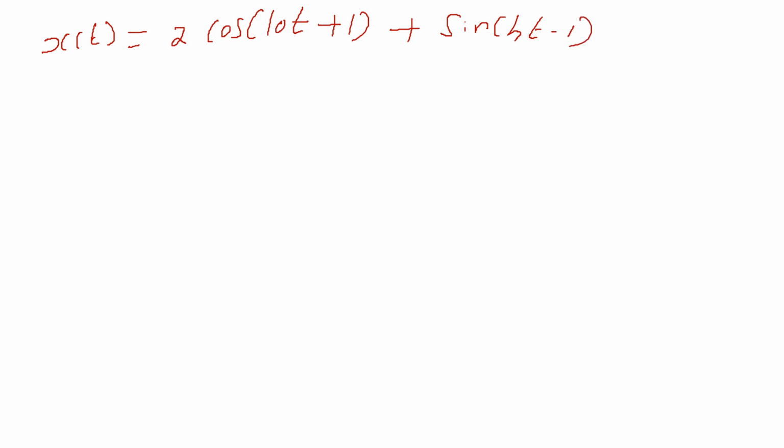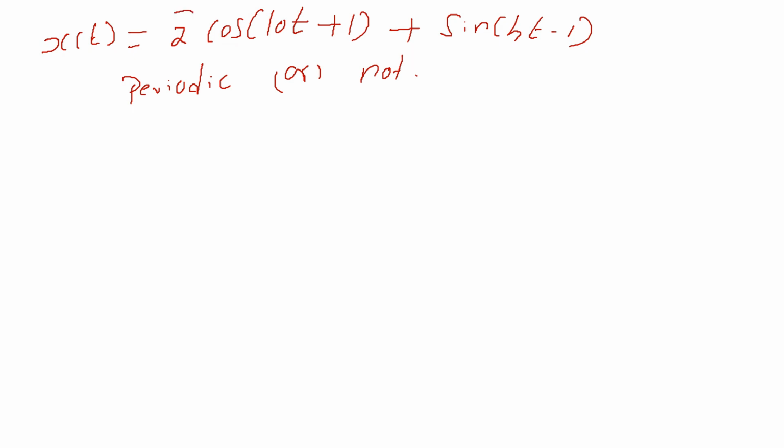So today we are going to solve one more interesting problem. The question says: x of t is equal to 2 into cos of 10t plus 1, plus sine of 4t minus 1. So this is the given signal. I have to find if the given signal is periodic or not, periodic or aperiodic. This is a university exam question. So how to solve this one?